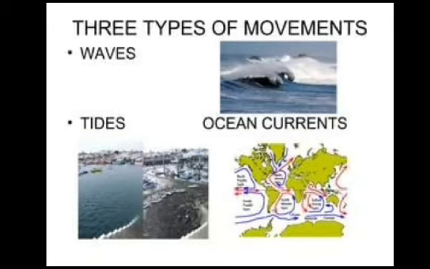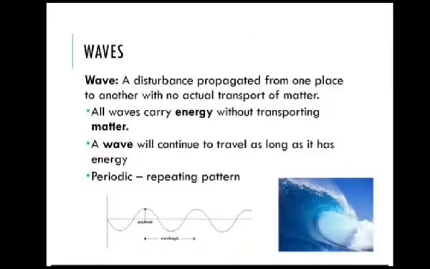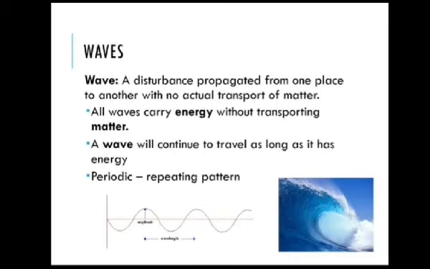Students, there are three types of movements: waves, tides and ocean currents. First of all, waves. The water on the surface of the ocean rises and falls alternately. They are called waves. This rise and fall of water is rhythmic in nature. The raised part of the wave is called the crest and the lower part is called the trough. The distance between two crests is known as the wavelength.